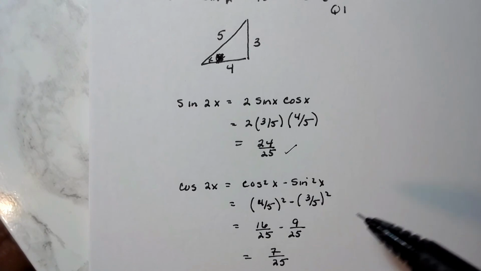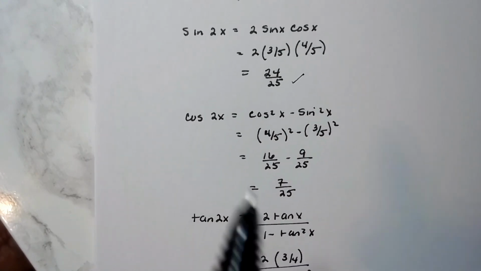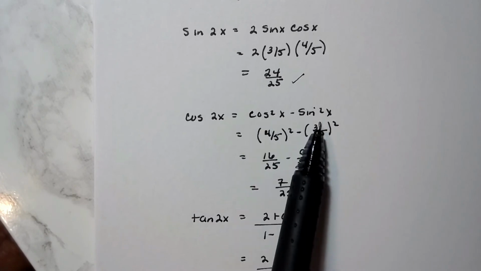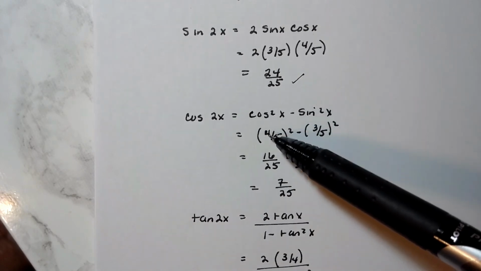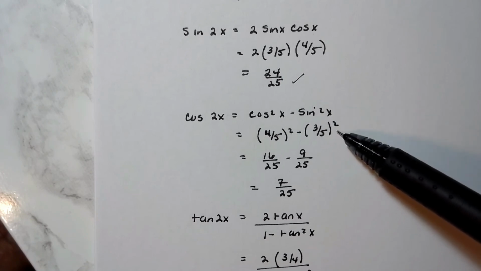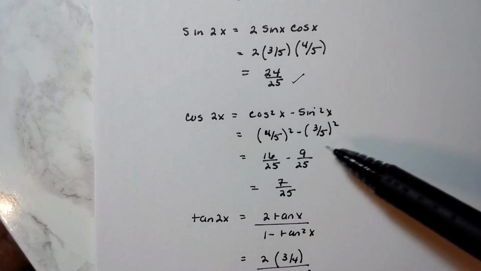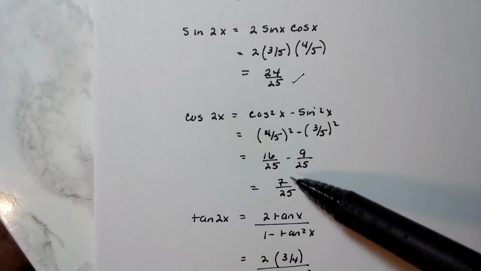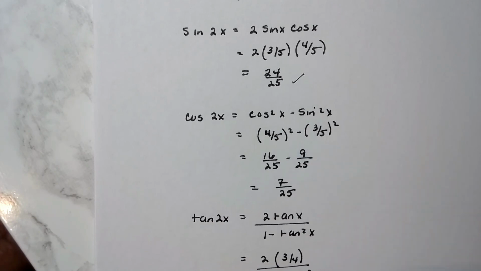For the cosine, I'm going to use this formula because it tends to be a little bit easier for the purposes of fractions for students. If I take 4/5, which is the cosine, and square it, and subtract from that the square of the sine, that's going to give me 16/25 minus 9/25, and my denominators are the same, so I can just subtract the numerators and I get 7/25, and again, I'm done.